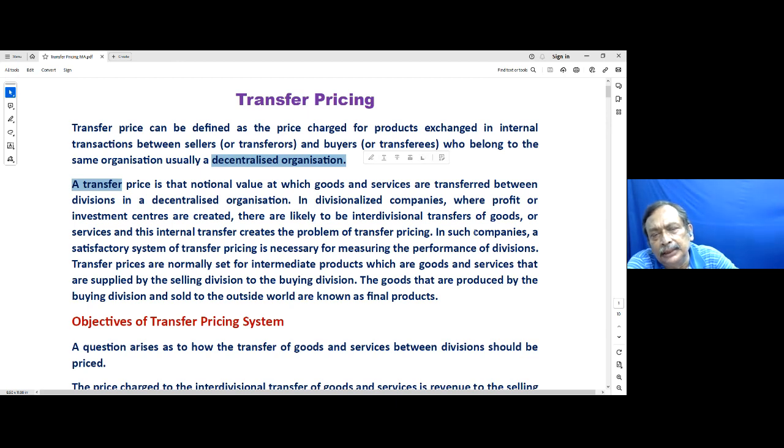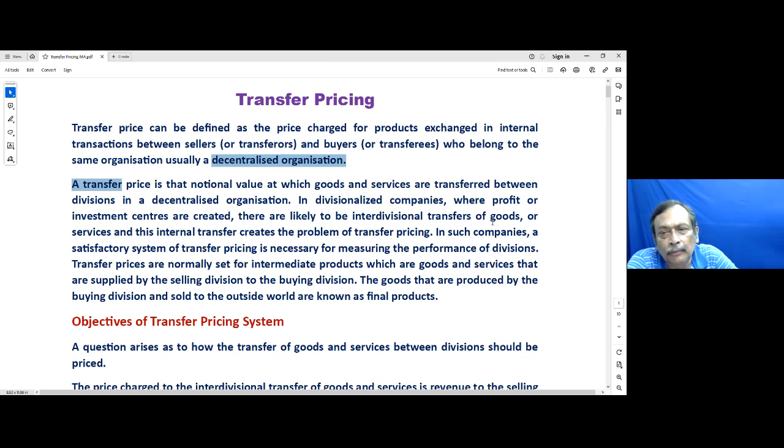Now, I am giving emphasis on this decentralization because there should be certain divisional autonomy. If divisional autonomy is not prevailing, if the managers are not given the authority to make a decision for his own division or her own division, the question of transfer price will never arise. So transfer pricing is actually applicable in the context of decentralized organizations only, nothing else.